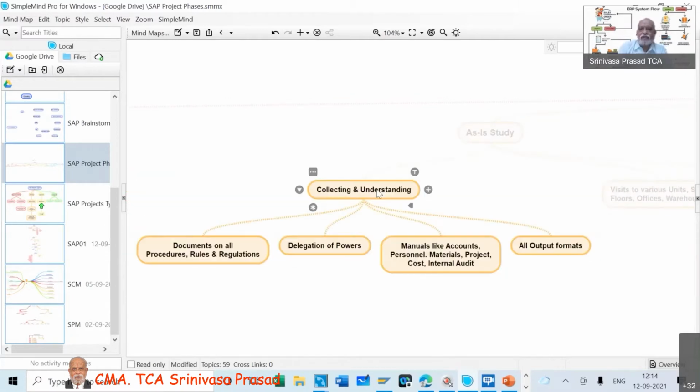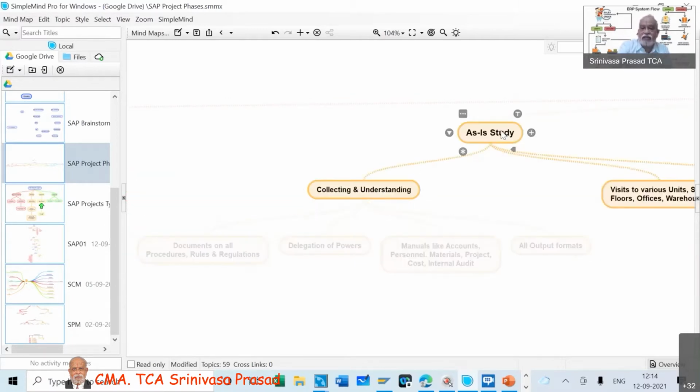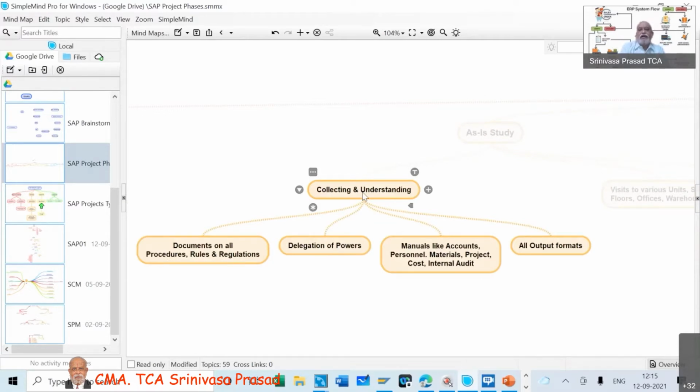And then you will have to collect and understand, mainly because of the as-is study, what presently are the documents, procedures, rules and regulations, DOP, manuals like accounts, personnel, material, project, cost, internal audit, and all output formats. When we go for an audit, whether a financial audit or a cost audit, we will have to find out whether we have manuals, whether an accounts manual is there, a cost manual is there, or an internal audit manual is there.